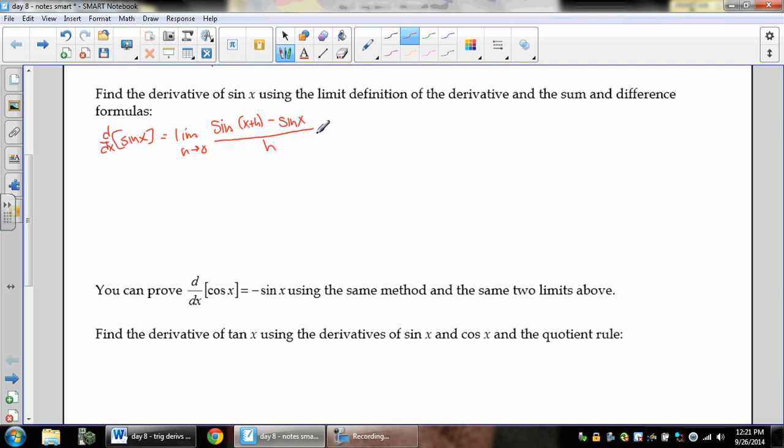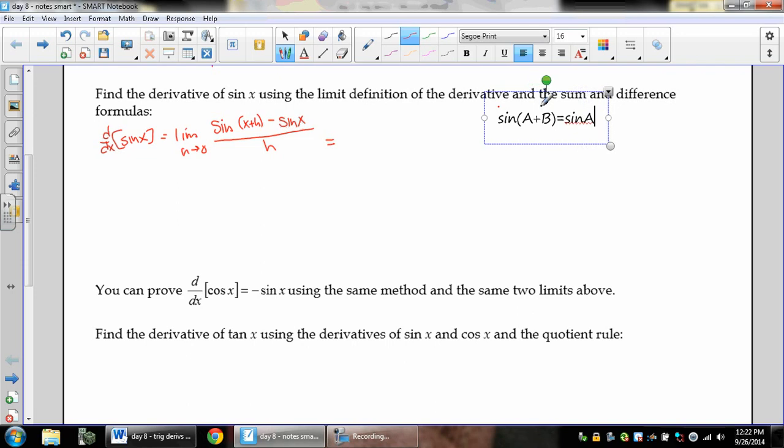Well, normally when you did this, like in Precalc Honors, the h's canceled out, you plugged in 0 for h, you factored, you canceled. But how am I going to factor and cancel this? Well, I'm not. I'm going to use the sum and difference formula for sine. I don't know if you remember this, but there's this sine of a plus b rule, where the sine of a plus b equals sine a cosine b plus cosine a sine b.